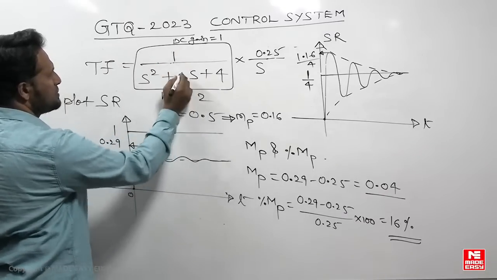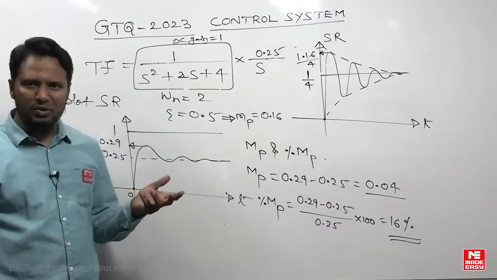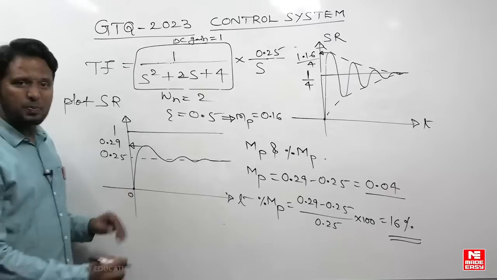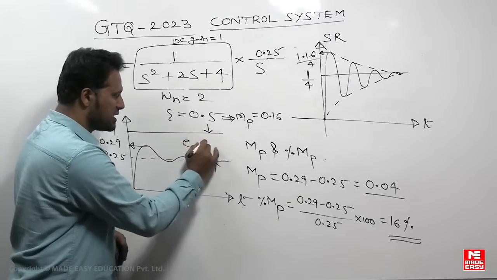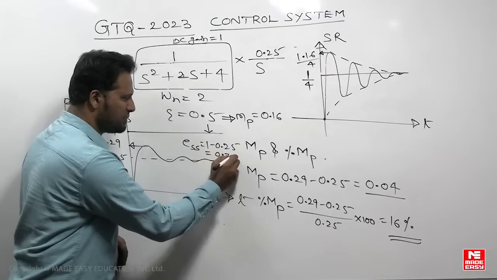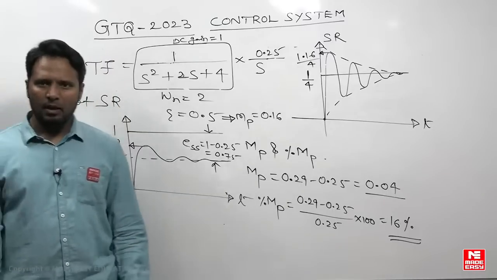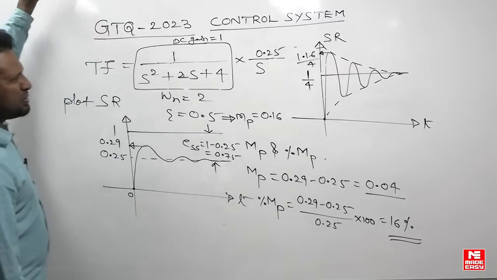This is our transfer function. 1 by s square plus 2s plus 4 is the transfer function. Toh uska step response ye hai, unit step response. Toh sir, iska steady state error kitna? 1 minus 0.25, 0.75, bilkul sahi. Agar aapko yakin nahi aa rahe, to aap ek kaam kare, aap iska open loop transfer function banaiye.